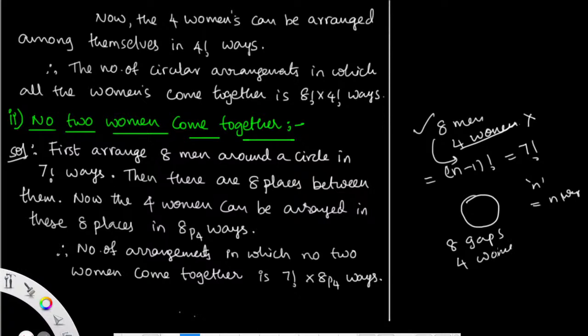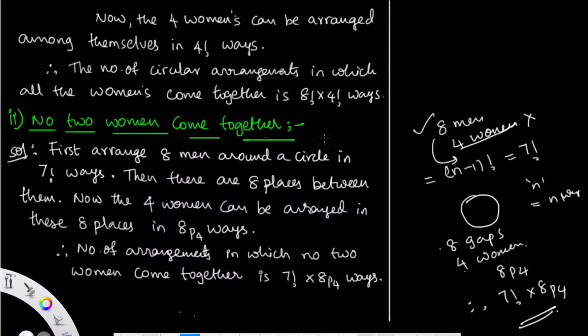So 8 gaps and 4 women can be arranged in 8P4 ways. Therefore, the total answer is 7 factorial into 8P4 arrangements. The total circular permutation arrangements come to 7 factorial into 8P4 ways. We can find these total arrangements.